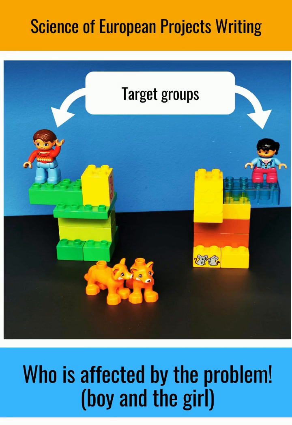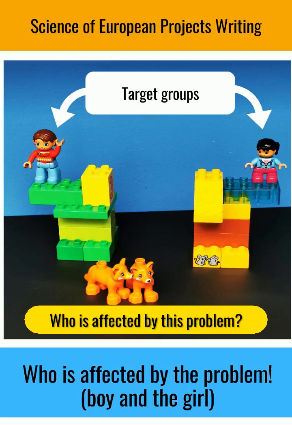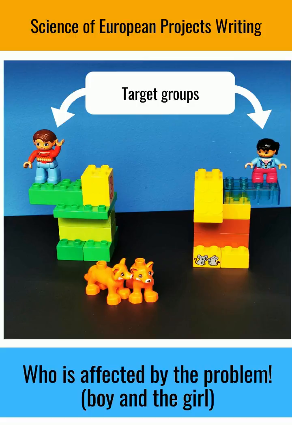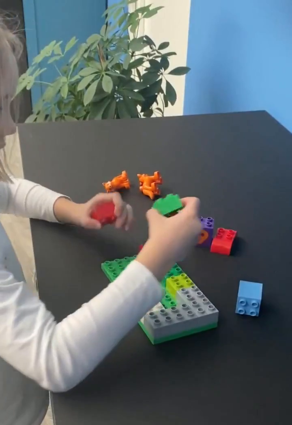Who is the target group? Who is affected by the problem? When you're explaining the problem, you also need to say who is affected by this problem. That way, the evaluator will know whose problem you're solving and why you need to solve this.